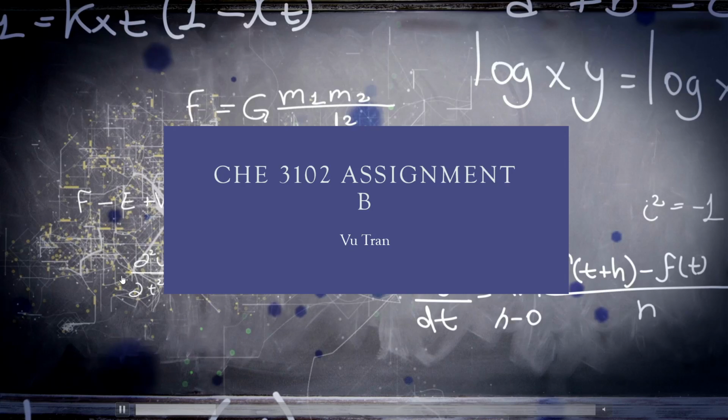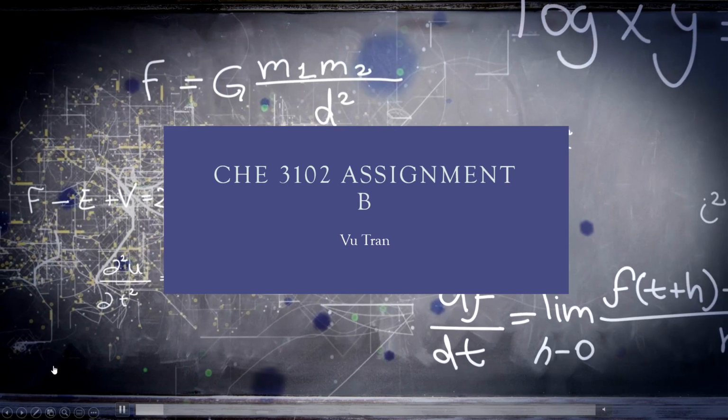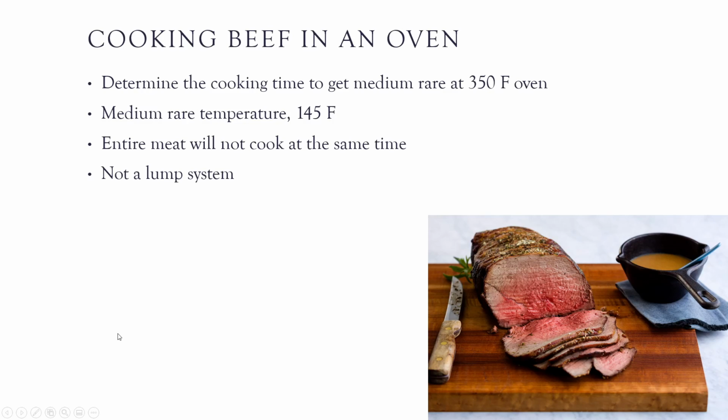This is my major assignment B for 3102. I am working on cooking roast beef in an oven. I want to determine how long it would take to cook roast beef in an oven at 350 degrees Fahrenheit, and I'm trying to get a temperature of 145 degrees Fahrenheit within the meat.